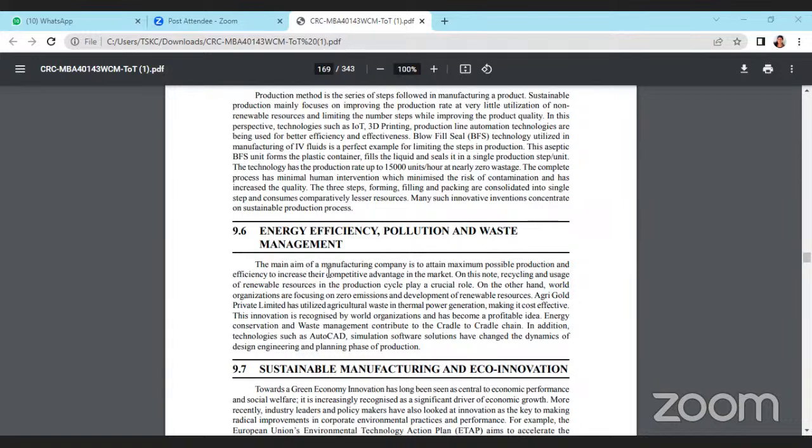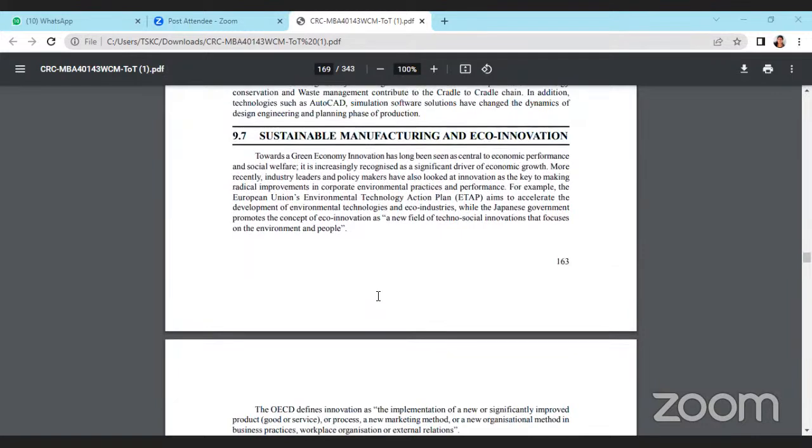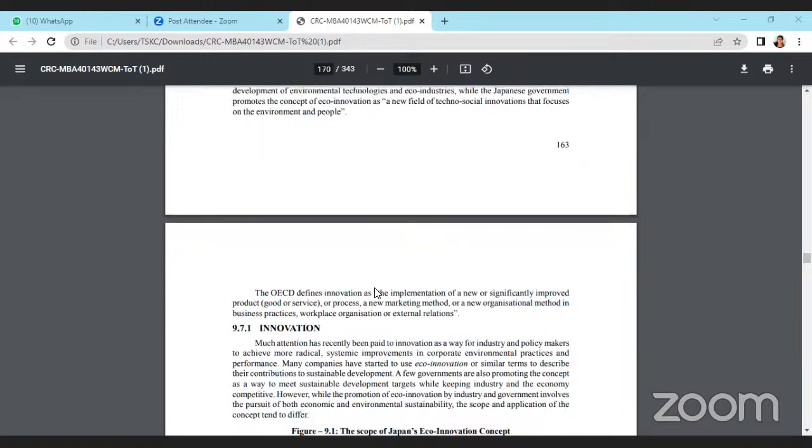When you take energy conservation and waste management, they contribute to the cradle chain, meaning starting to starting. In addition, there is technology like AutoCAD and simulation software solutions that are changing the dynamics of the design, engineering and planning phase of production, sustainable manufacturing and eco-innovation. When you talk about the European Union, the Environmental Technology Action Plan aims at the acceleration of development of environmental technologies and eco industries. The Japanese government promotes the concept of eco innovation, such as a new field of techno-social innovation that will focus on environment and people.